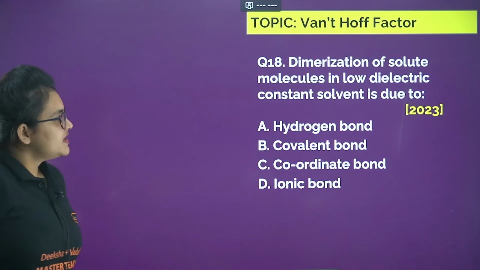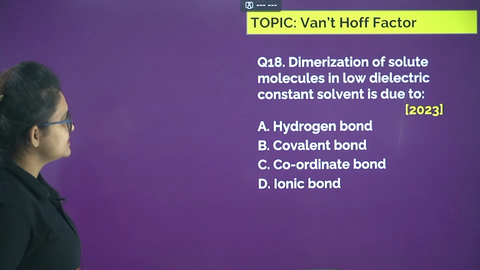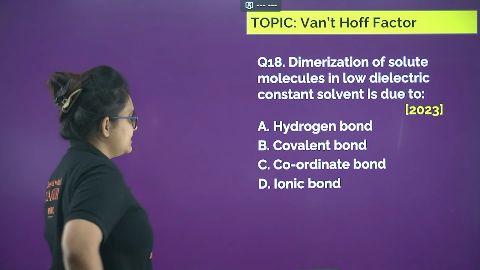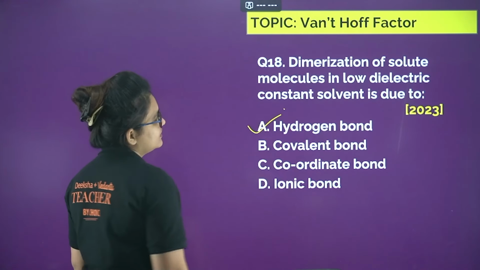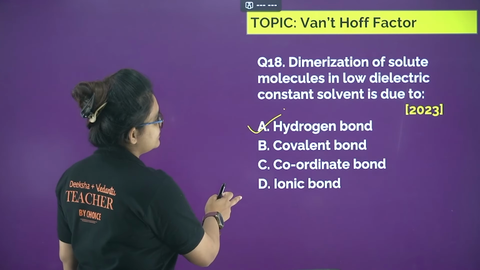Okay, the dimerization of the solute molecules in low dielectric constant solvent is due to, it's a direct question, you can directly say that hydrogen bonding. Okay, so let's proceed for the next one.